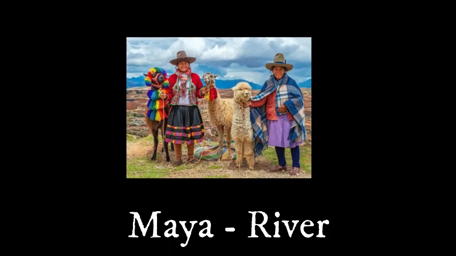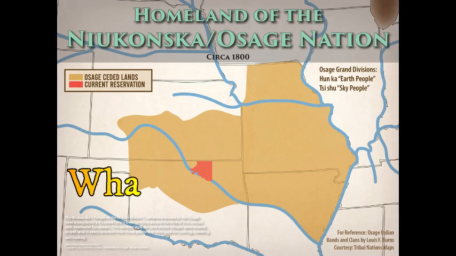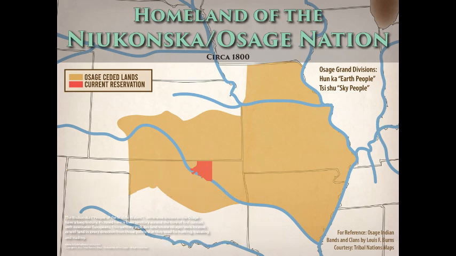Now, in Quechua, the word Maya relates to river. In the United States, the so-called Osage, or here it says Neoconska, spelled incorrectly, of the Osage Nation circa 1800, well, they call themselves, or we call ourselves, the Washashe or Wajaje, meaning people of the middle waters. And here it states the Osage Grand Divisions of the Hunka and Sishu, earth people and sky people, which have yet another overlay being called Osage Grand Divisions. That is an overlay to make you think of the current use of the term division as simply a divide, when in fact the idea of sky and earth people has different context to it, as does the term Osage.